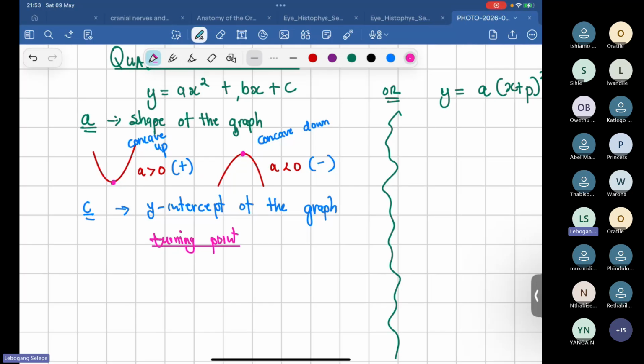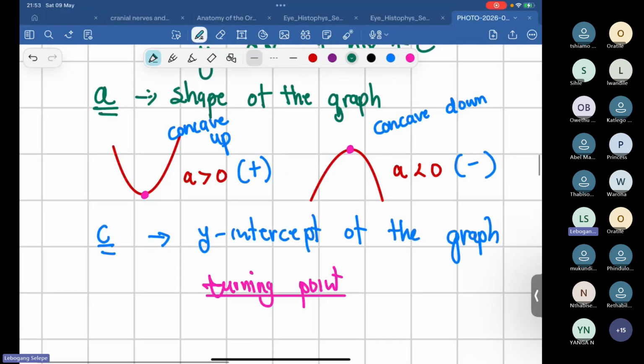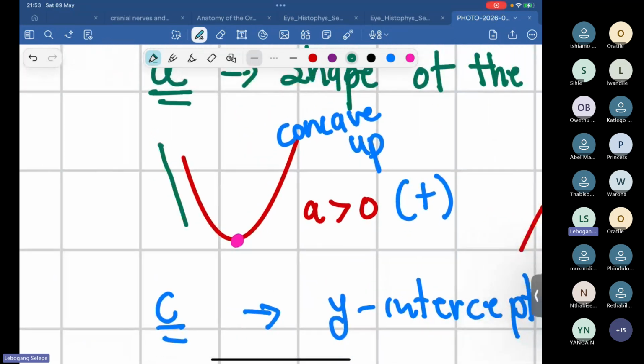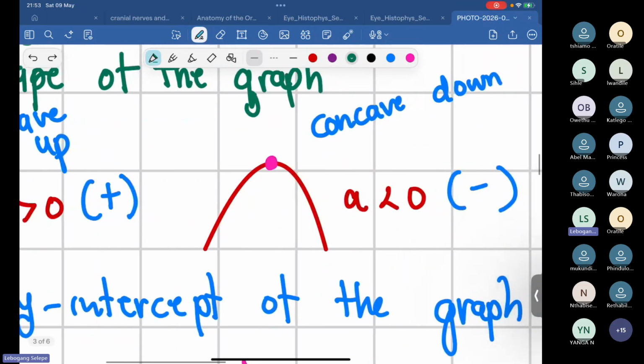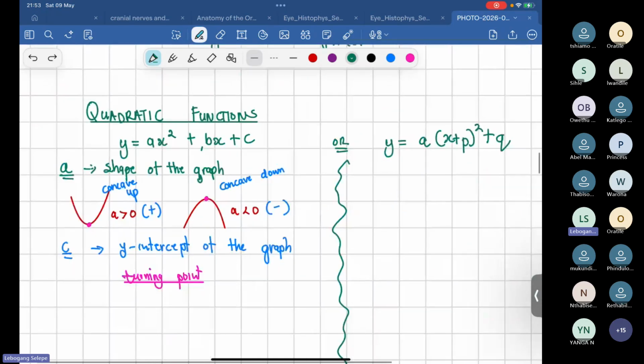And also, what you need to know about the turning point is that it's the point where the graph changes its gradient from being negative to positive. If you have a look at this graph right here, you start with a negative gradient, but when you get to the turning point, the gradient changes and becomes positive. Similarly, on the other side, you start with a positive gradient, which is an increasing function, then it changes to a decreasing function. So you need to understand that that is what happens at the turning point.